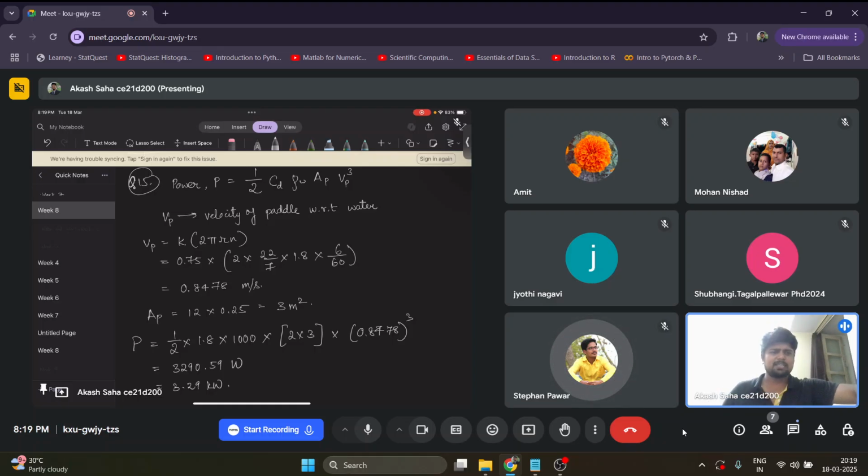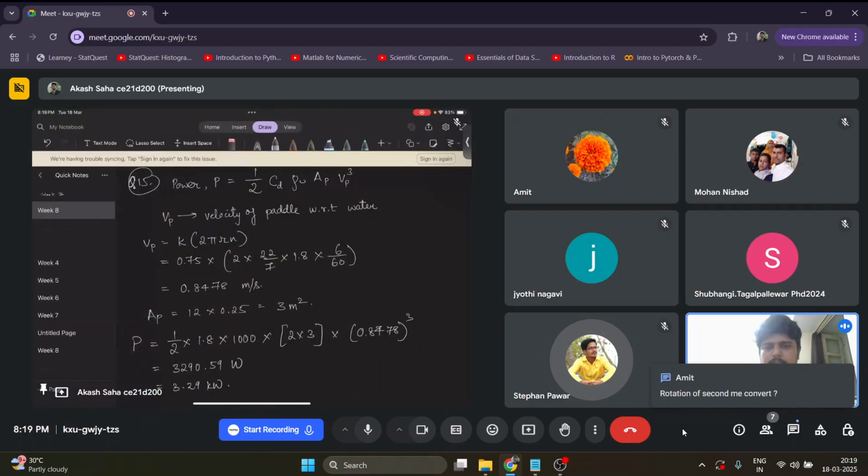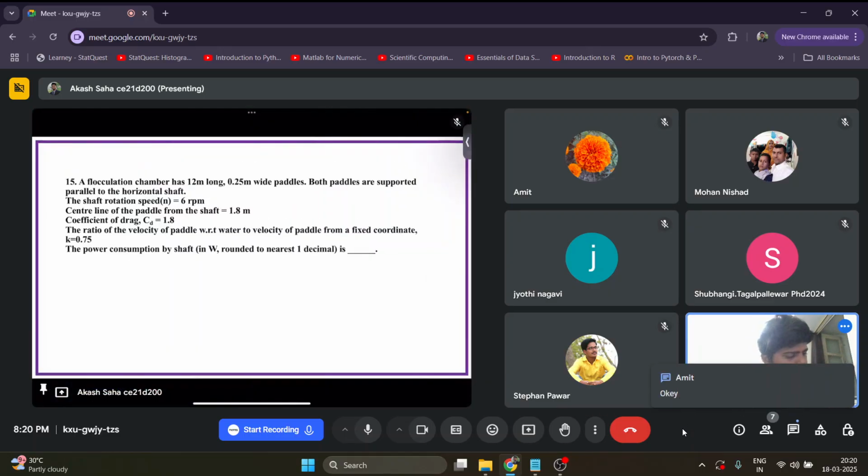But the answer, I think, is asked in watts. So yeah, this is the answer. Because we are finding in meter per second, that's why. It is given as 6 rotations per minute, so we just converted it into seconds.